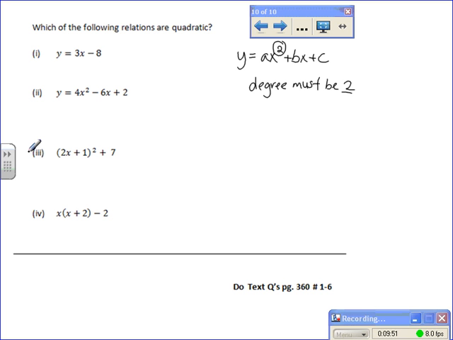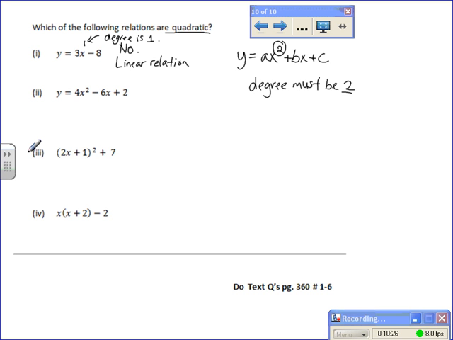The first one, y is equal to 3x minus 8. Immediately, I see that the degree is 1. This is not a quadratic. So, are these quadratics? No. This is a linear relation, or a linear equation, a linear function, because the degree is 1. So if I graph this, it's going to be a straight line, definitely not a quadratic.